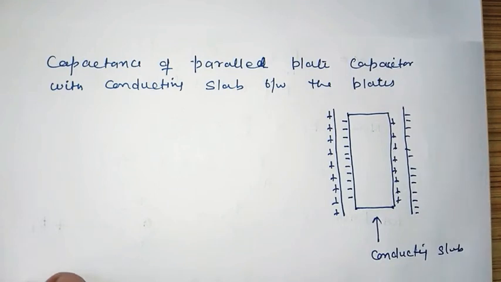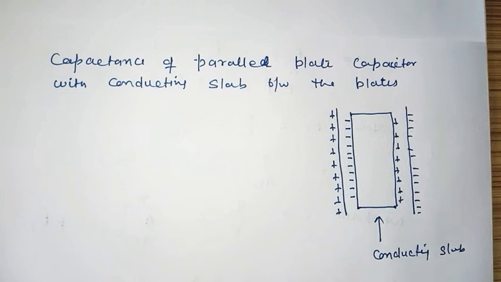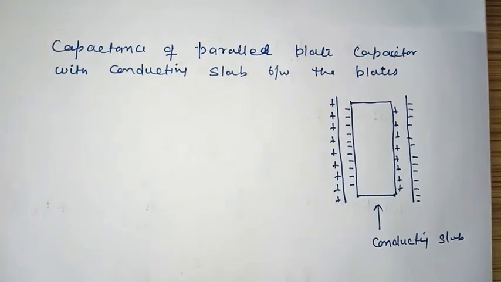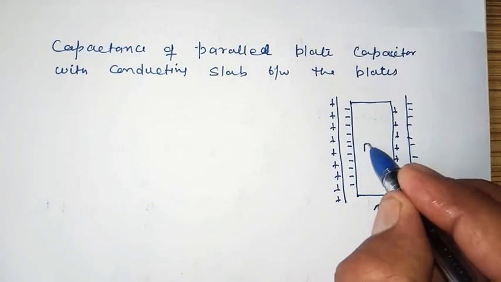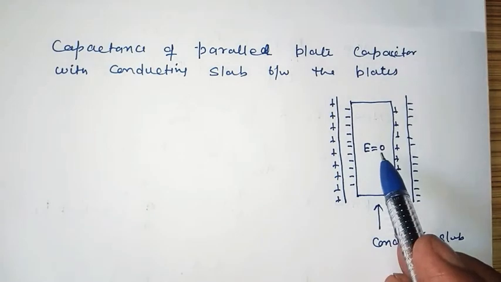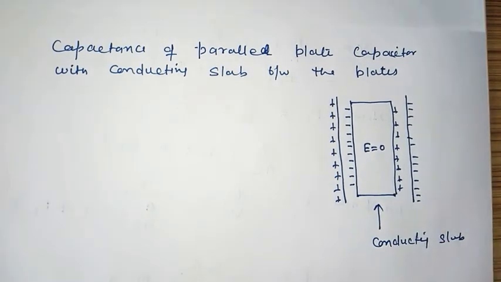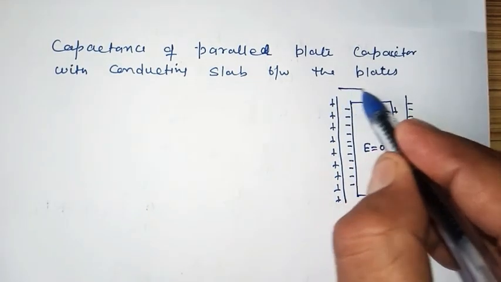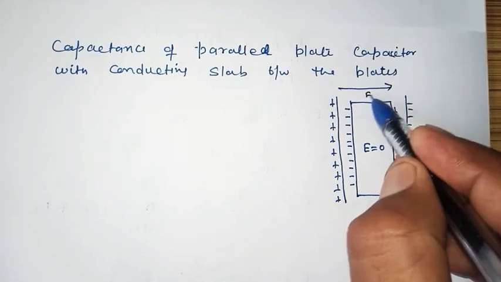Conductors have free electrons, and we have studied that the electric field inside the conductor is zero. You can watch the earlier videos. They prove that the electric field inside the conductor is zero, and let the applied electric field be E naught.